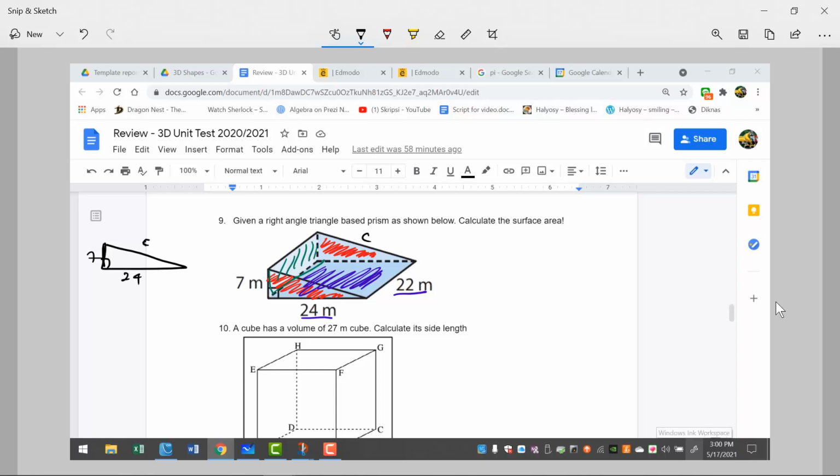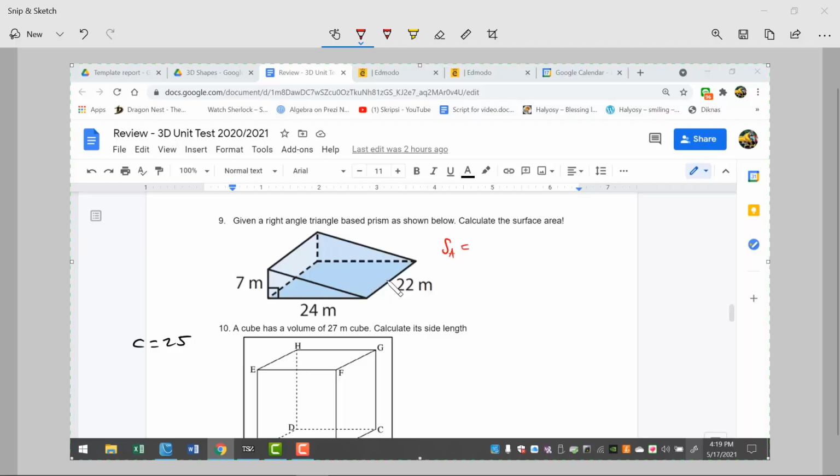So let's use that. C square equals 7 square plus 24 square. I'm going to put all the numbers here. 24 square equals 576, and then 7 square equals 49. So if you add them, it equals 625. Which means that C is going to be the square root of 625, which equals 25. And there we go, we have C is 25.